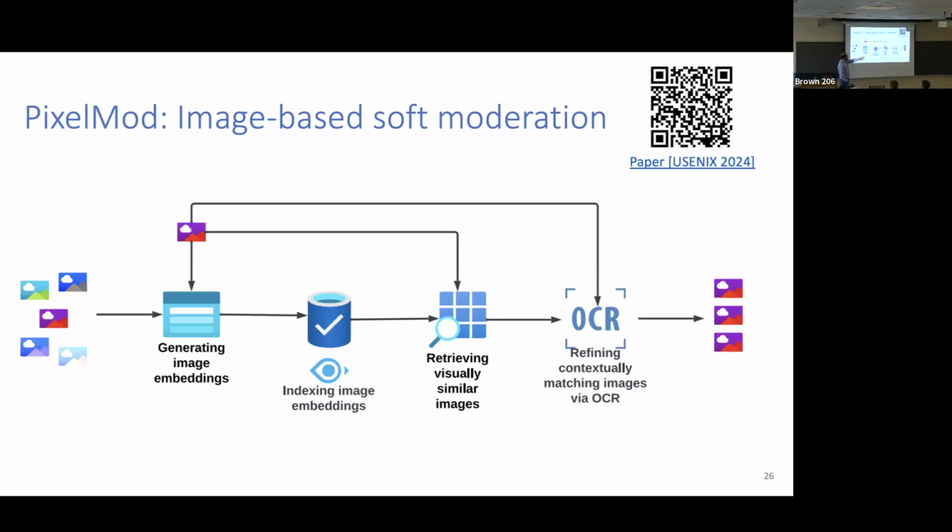And so that allows us to query hundreds of millions of images in a fraction of a second. And then we find similar images, and those become candidates for soft moderation. Except that we found that a major source of false positives comes from the text in those images.